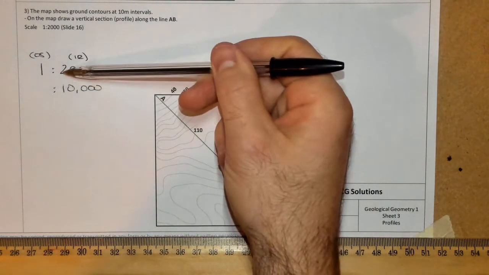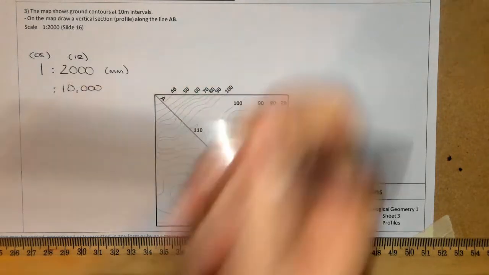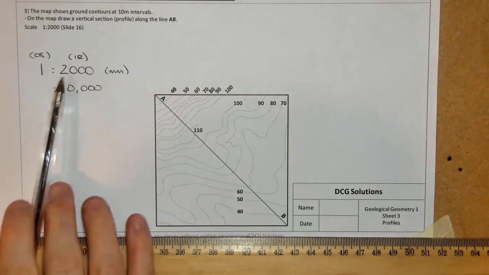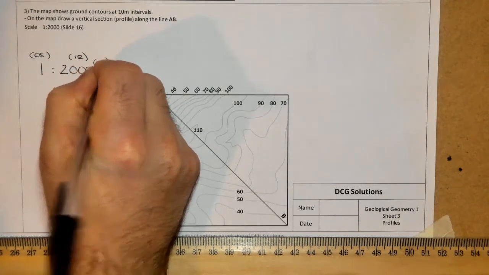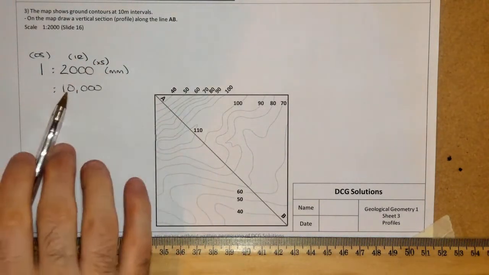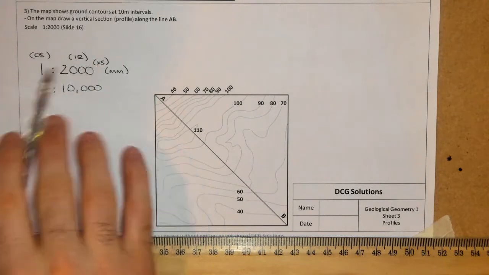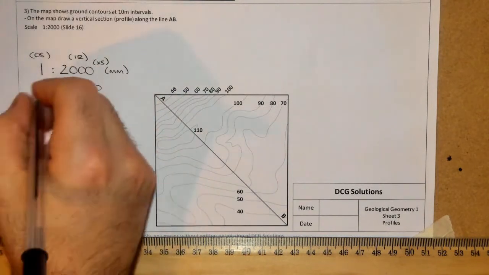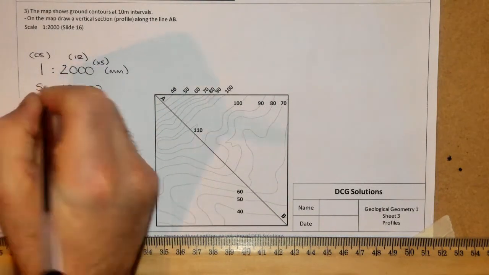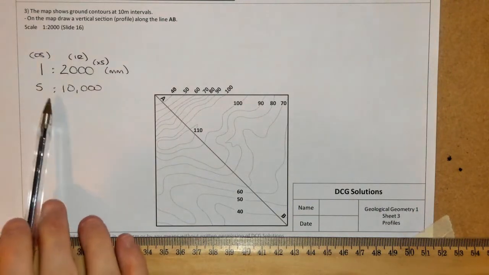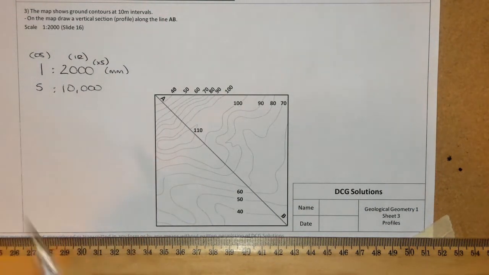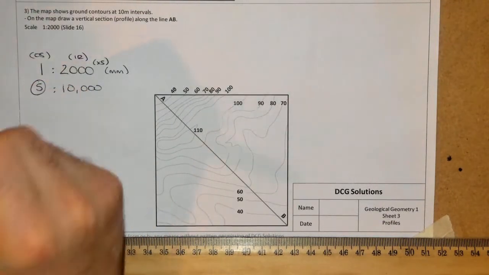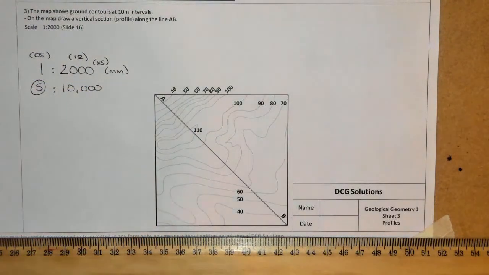So what did I multiply 2,000 by to get 10,000? By dividing 2,000 into 10,000, we know I multiplied it by 5. So if I multiply 2,000 by 5 to give me 10,000, I also have to multiply 1 millimeter by 5 on my sheet, which gives me 5 millimeters. Therefore, 5 millimeters on my sheet is equal to 10,000 millimeters in reality. That's my magic number that I'm going to be stepping up by for my profile this time, so a little bit different to the other two questions.